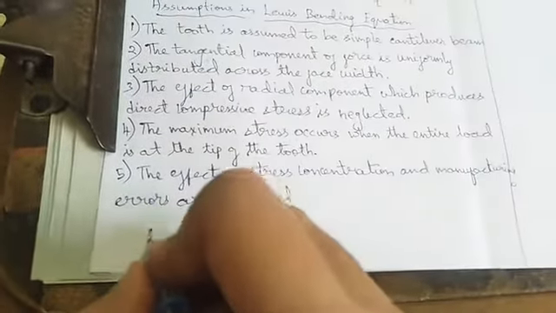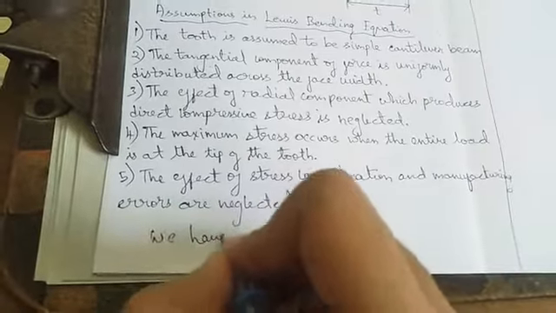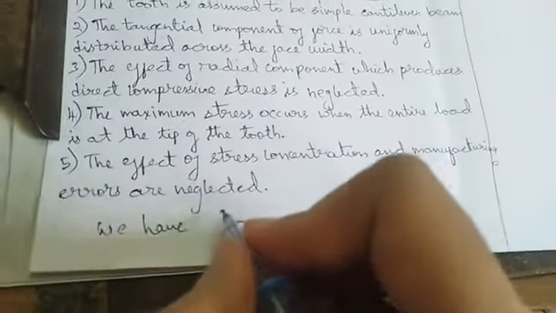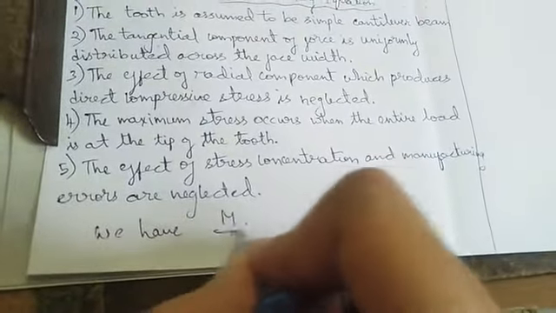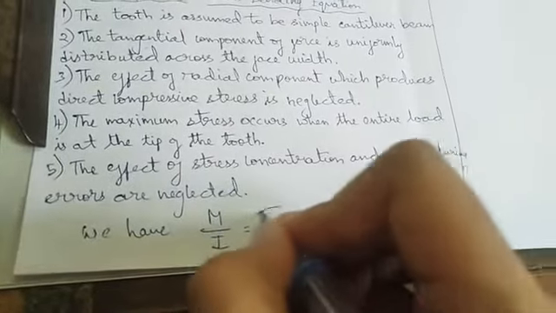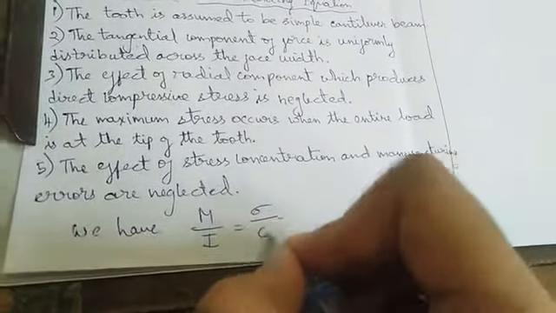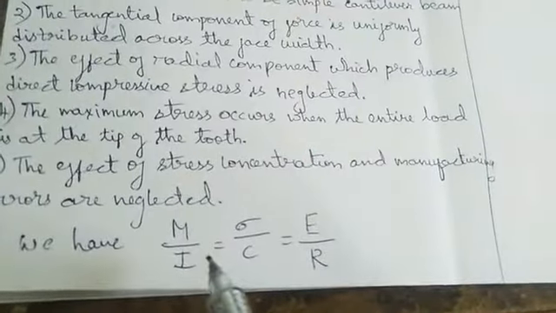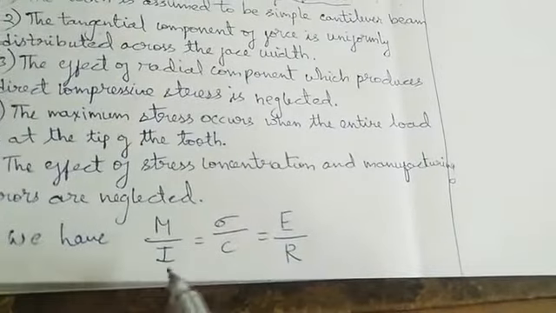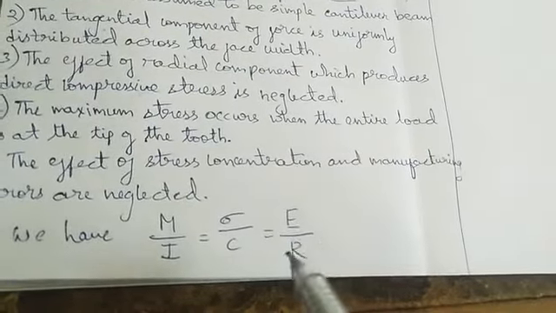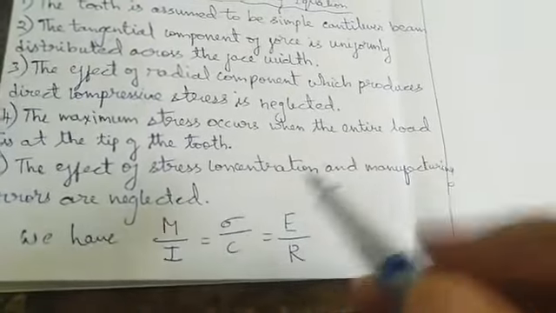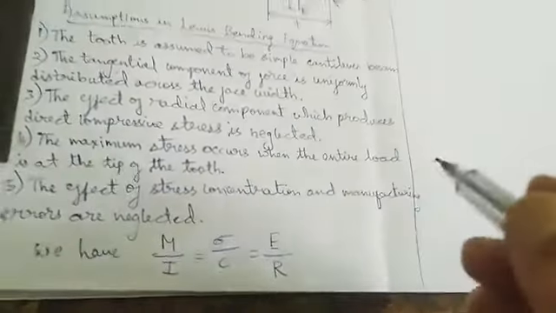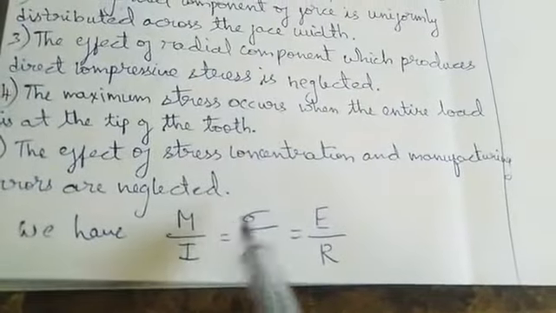We'll start the derivation. By the bending equation, M by I is equal to sigma by C is equal to E by R. So we have the basic bending equation, M/I = σ/C = E/R, and we shall use this equation. We shall consider the first two components, M/I = σ/C.